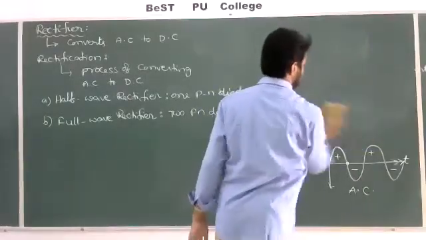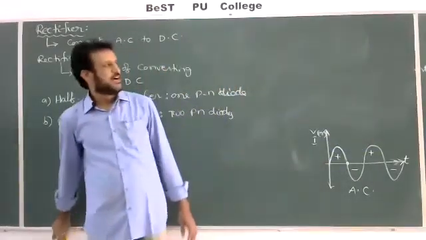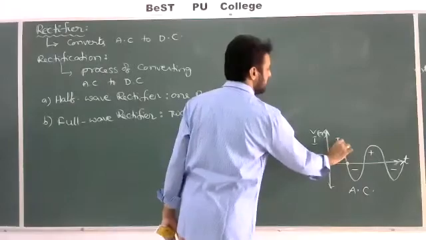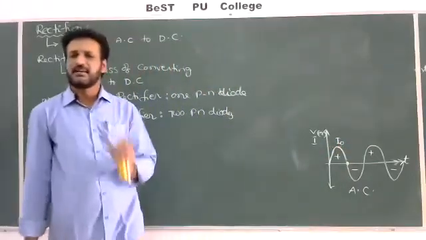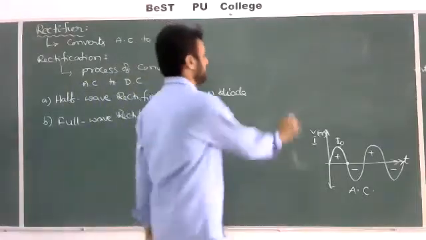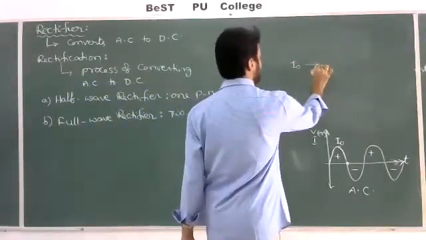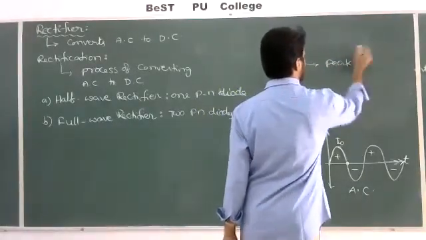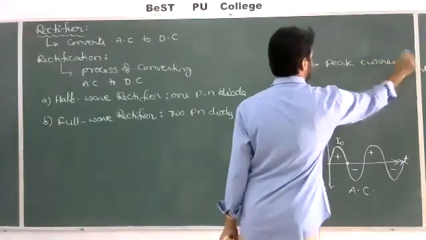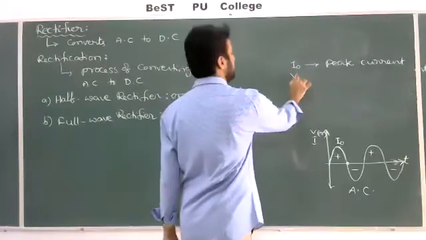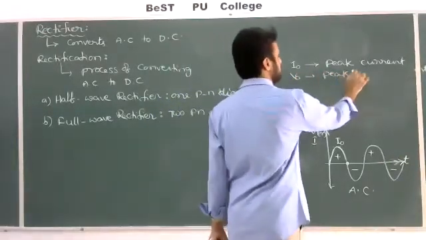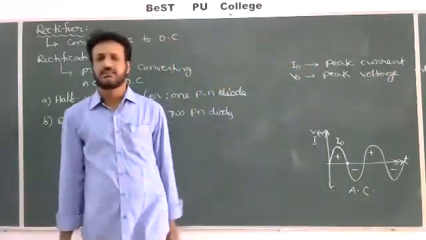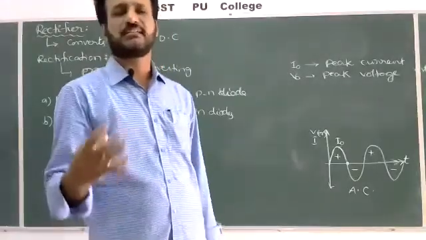So in the AC graph, if you observe this graph carefully, the highest current flowing here we can denote with I naught. That is called the peak value. The maximum value of the current is nothing but the peak value. So I naught is called the maximum value of the current, or peak current. Or voltage also you can write. V naught means peak voltage or maximum voltage. In the AC graph, highest voltage is called peak voltage, highest current is called peak current.